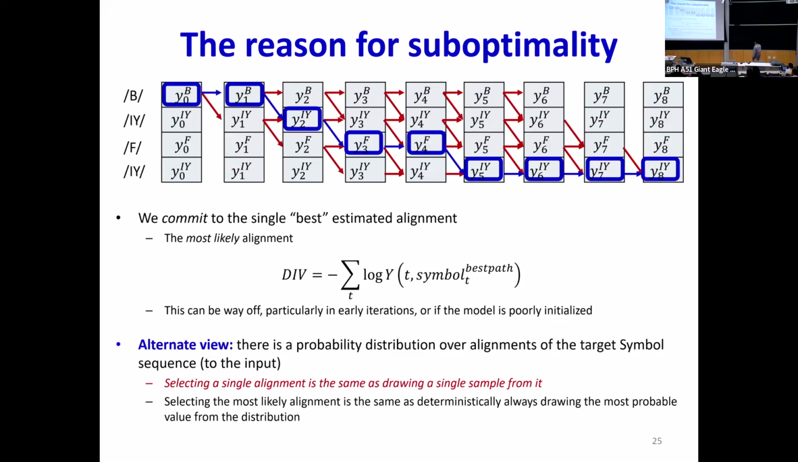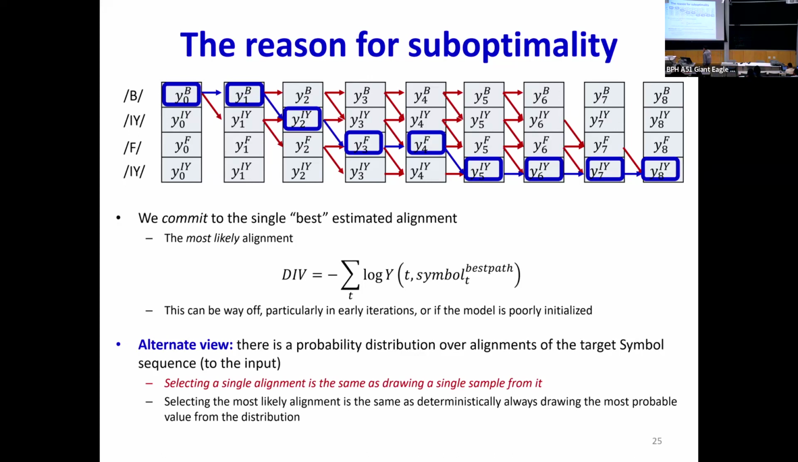So I can think of this as there being a probability distribution over all alignments, where each of these is one of these alignments. And what I did was to choose the alignment that was most probable, and I used that for my training. So selecting a single alignment is the same as drawing a sample from my distribution of alignments, except instead of random sampling, I'm picking the most likely alignment.